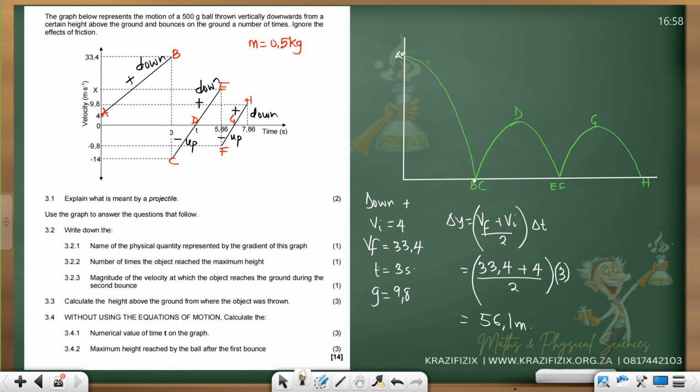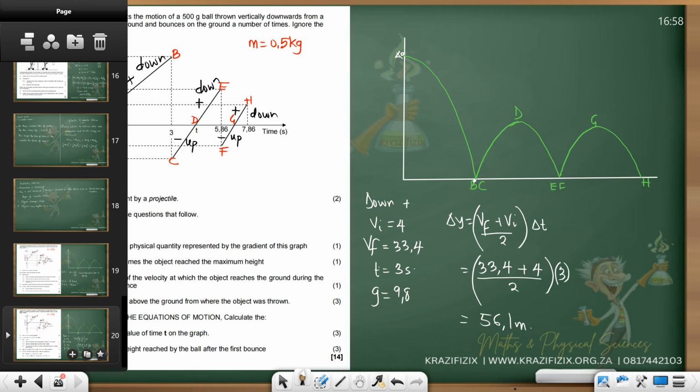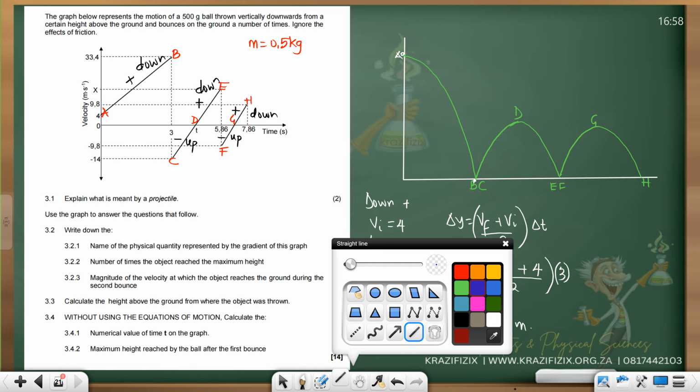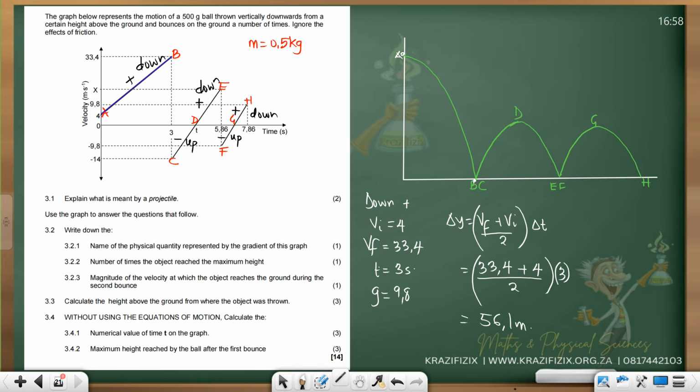But guys, can we do this without equations of motion? I want us to try without equations of motion. If you see 3.4, they said without equations, but I want us to apply it to 3.3. How do you find displacement when you are given a velocity time graph? You find the area of the shape. I want us to try it quickly. So I'm working with A and B. Let's use a blue marker for that.